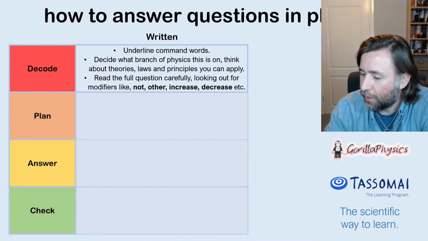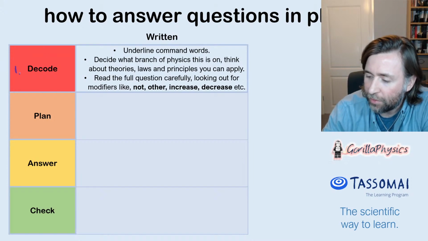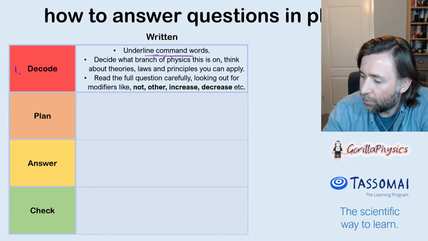Okay, so decode. That means what is the question asking you to do? And that's the first step to do. I say you don't read an exam question, you decode it. You figure out, what are you expected to do? What have you been told to do?